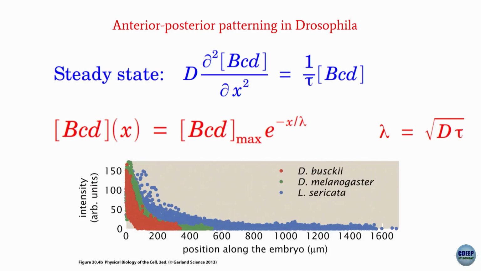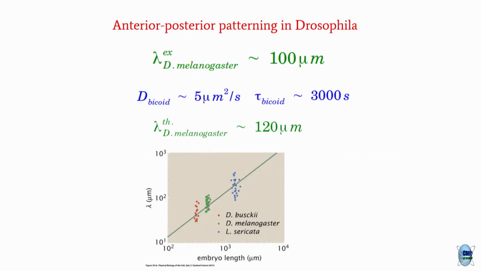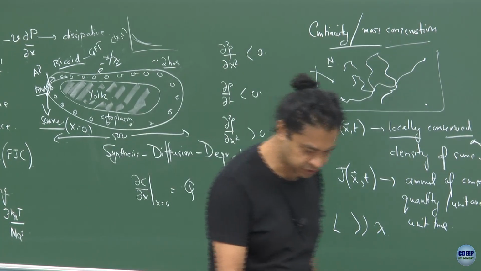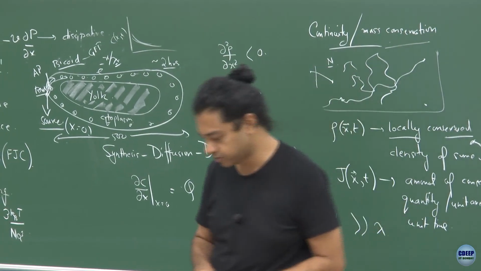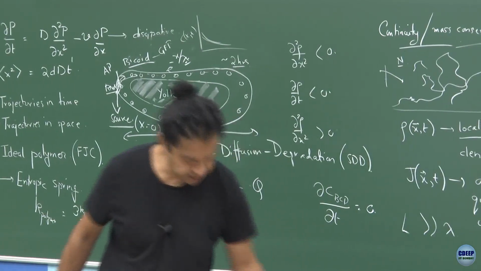But essentially, what you can see is that very clearly, for this long embryo, there is a scaling of the profile with the embryo length. So the longer the embryo, the larger the lambda, and that is what is shown in this next plot. These are these three species. This is lambda as a function of the embryo length, and there appears to be a scaling with the embryo length. So it's a nice model to start off with, the synthesis diffusion degradation, because it gives you exponential profiles, which is indeed what you see.